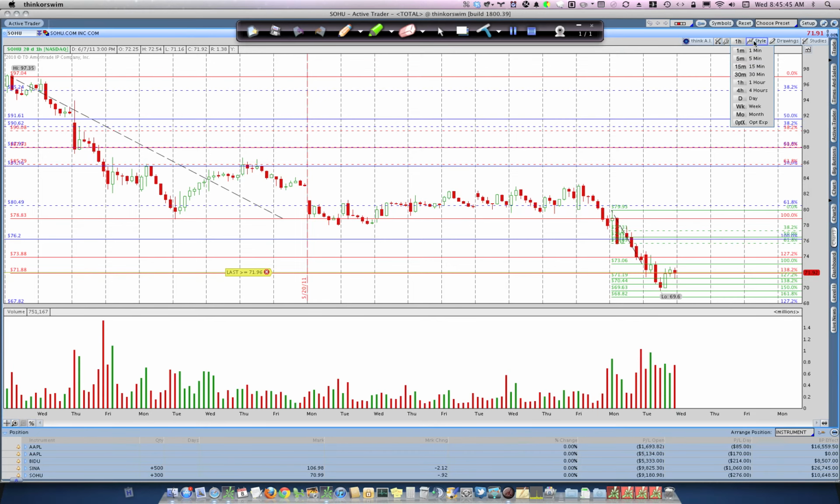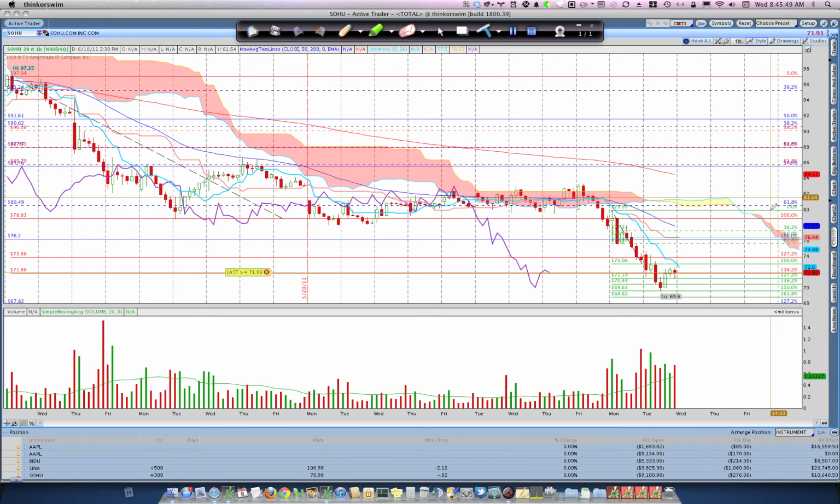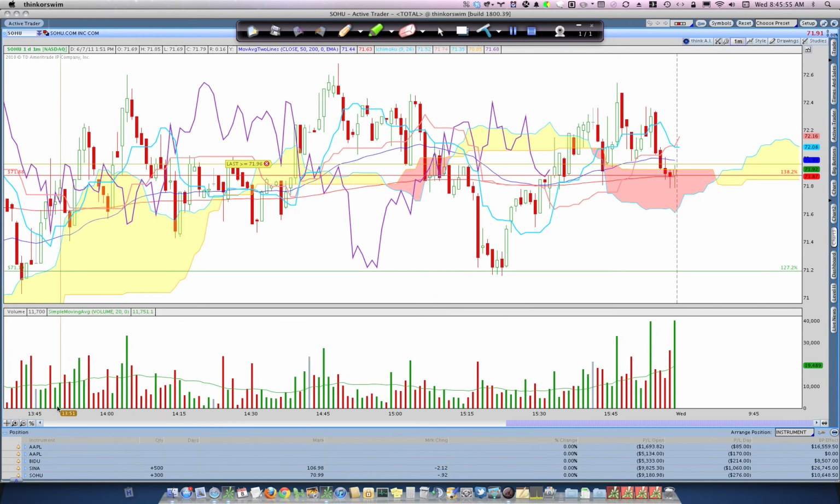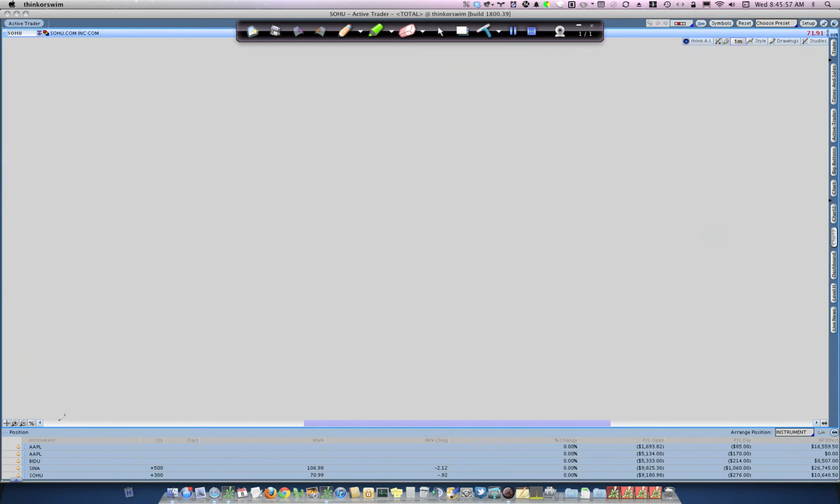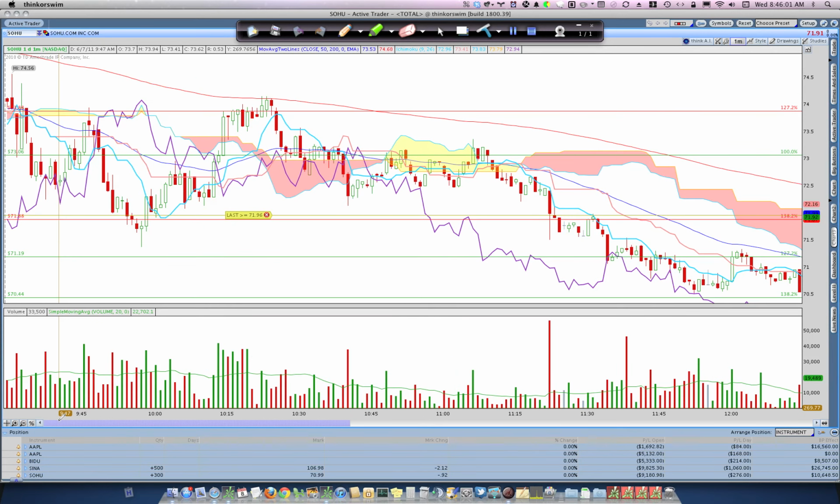Now let me turn on studies here and let's put in the Ichimoku clouds back again. We needed to trade, in my opinion, yesterday Sohu on a 1-minute basis. So let's look at yesterday's action on a 1-minute cloud, and let's start with the open.